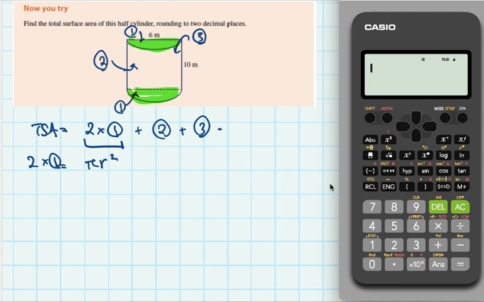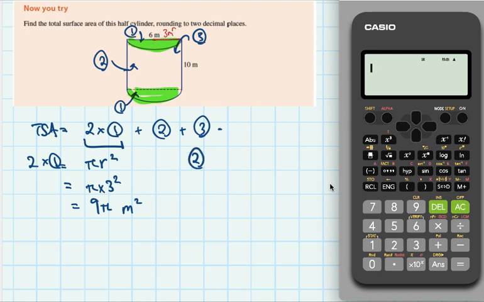Okay, so what's our radius? Well, you may have noticed that they've given you the diameter, so therefore the radius is going to be 3 meters. So pi times 3 squared, our exact answer, the 2 semicircles together make 9 pi meters squared. Let's go on to equation 2.